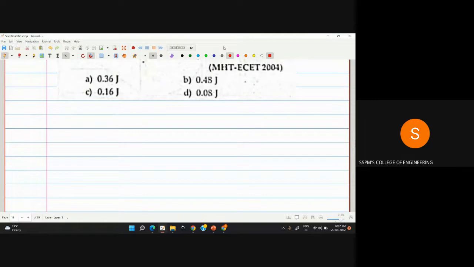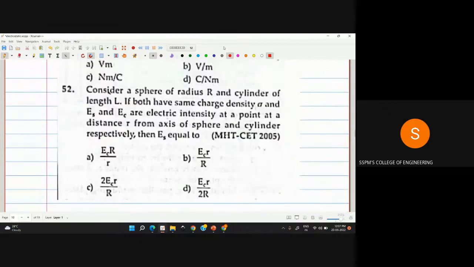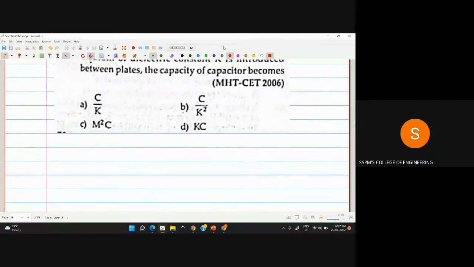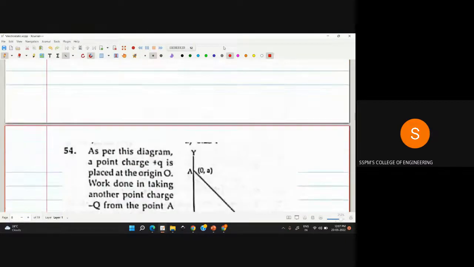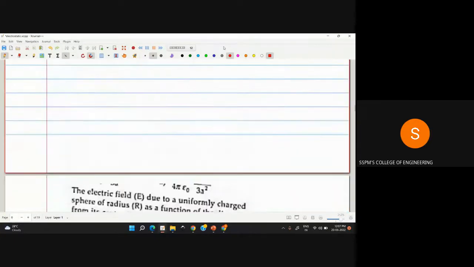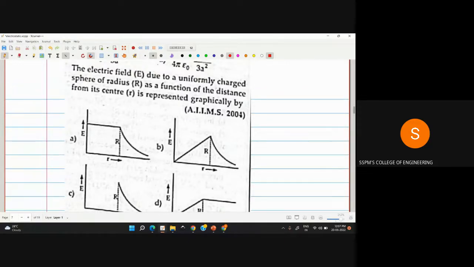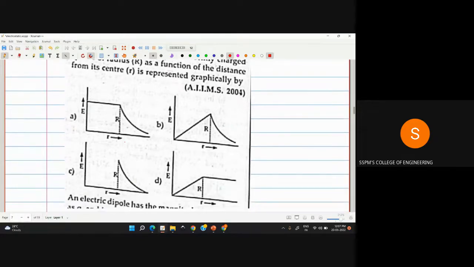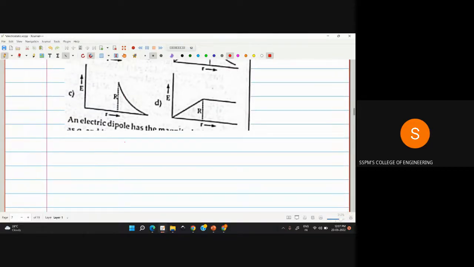Now we'll move to Gauss law and electric field intensity. So let me solve one example related to Gauss law. This example is given here. It is related to Gauss law. The electric field due to a uniformly charged sphere of radius r, as a function of distance from the center, is represented by which graph? It is based on Gauss law. You studied Gauss law in 11th. So what is Gauss law?